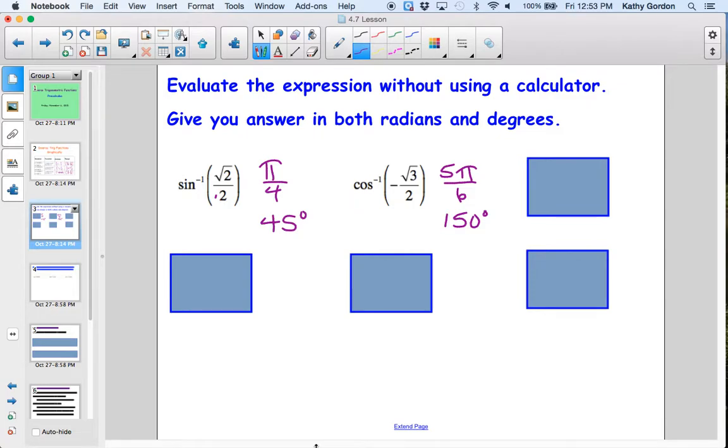Okay? And is that within our allowed range for inverse cosine? Yes, because we were supposed to go from 0 to pi for inverse cosine. So 5 pi over 6 is fine. Okay? 7 pi over 6, which also would give you a negative square root of 3 over 2, is not fine, because that's outside of our range. Okay? All right, next one.